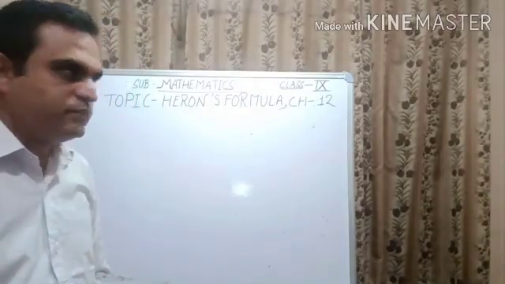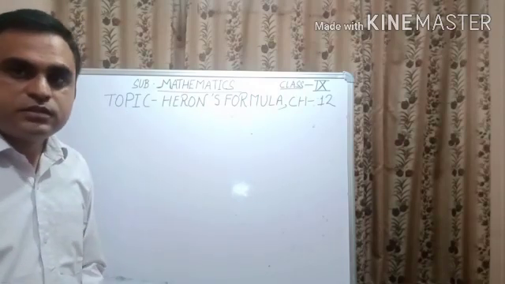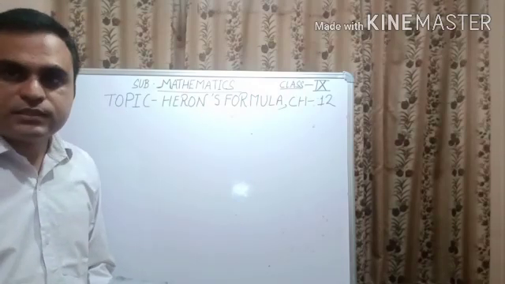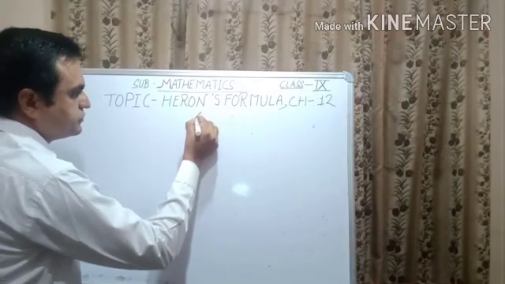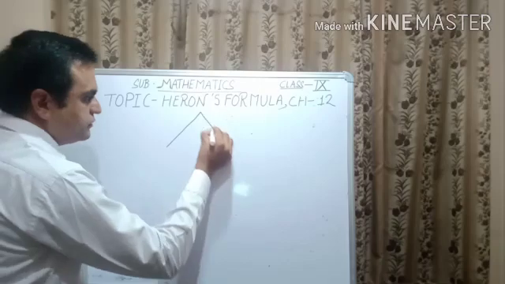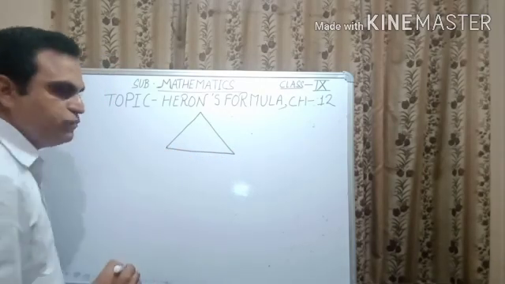Today in this session we understand our topic Heron's formula. This is chapter number 12 and related to our class 9th. First we have to tell us about triangle. What is a triangle? A triangle is a closed figure made up of 3 line segments.